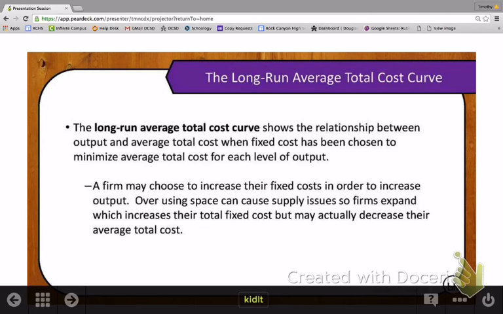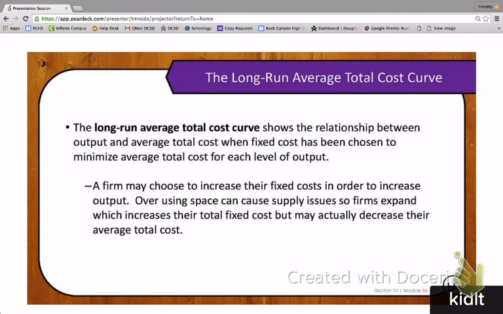And so, to redefine this, the long-run average total cost curve shows the relationship between output and average total cost when fixed cost has been chosen to minimize average total cost for each level of output. Now, a firm may choose to increase their fixed costs in order to increase output. Overusing space can cause supply issues, so firms expand which increases their total fixed cost but may actually decrease their average total cost.